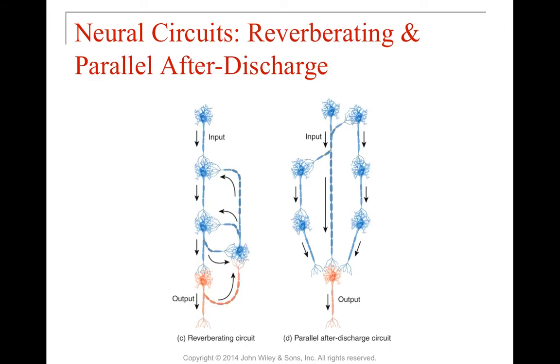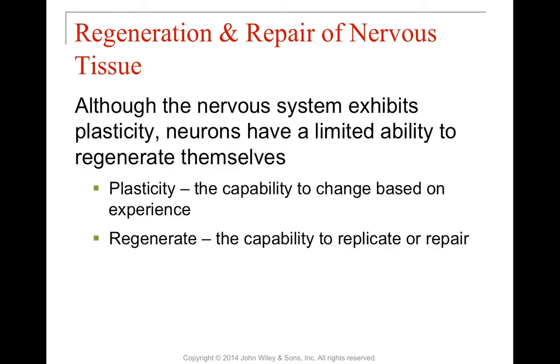The difference between reverberating versus parallel after discharge is whether or not they're going to help regulate their own information. So basically, a reverberating circuit has a little bit of auto-regulation. So the information that comes from here gets passed here and then gets passed back up. Right? So that has a little bit of a feedback loop. However, a parallel circuit is all going to have input in one direction. So it's basically only feeding this way. It's never going to be regulating itself backwards. So that's a parallel after discharge versus reverberating circuits.